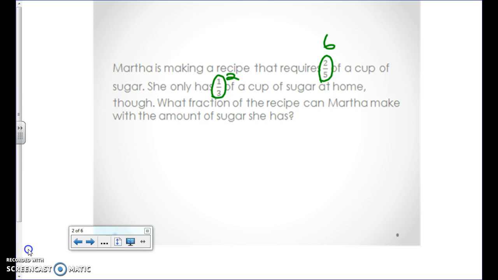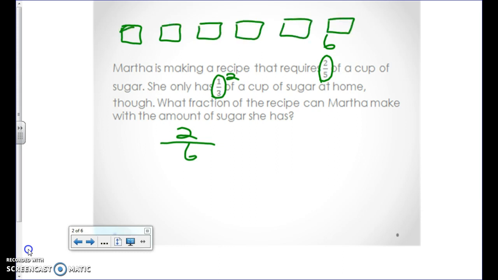It says that Martha is making a recipe that requires 6 cups of sugar. She only has 2 cups of sugar at home, though. What fraction of the recipe can Martha make with the same amount of sugar she has? Well, to me that says, she has 2, but she needs 6. So she has 2 of the 6 cups that she needs. So if she had 6 cups up here, she would have 2 of them, right? So she would have 1/3 of the amount that she needs, right? She would be able to make 1/3 of the recipe.